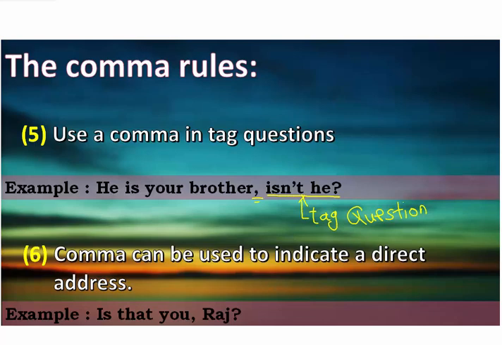Now let's move to the sixth rule. A comma can be used to indicate a direct address. Directly asking a question. See the example here: Is that you, Raj? Directly addressing that particular person. In that case, we can use a comma.